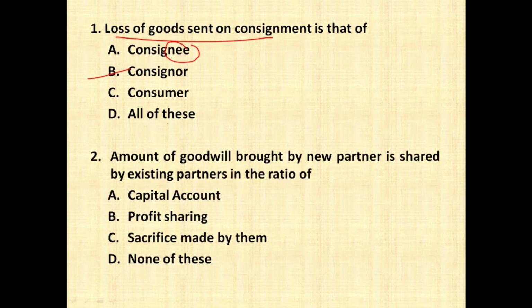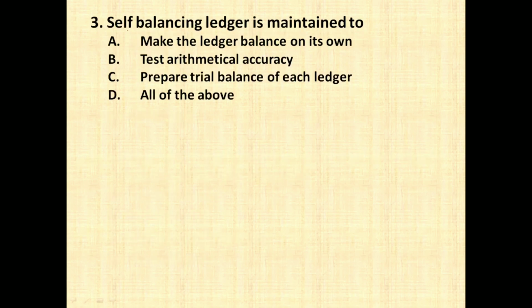Amount of goodwill brought by new partner is shared by the existing partners in the ratio of: capital account, profit sharing, sacrifice made by them, none of these. So always remember, whenever a new partner comes and he brings in goodwill, we have to share the goodwill as per the sacrifice ratio, or the sacrifice made by each partner. So the right answer is going to be option number C, that is sacrifice made by them.